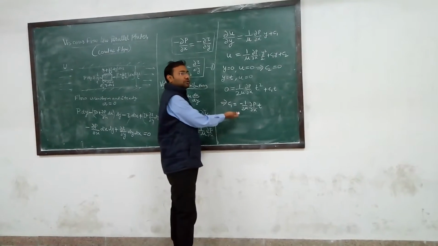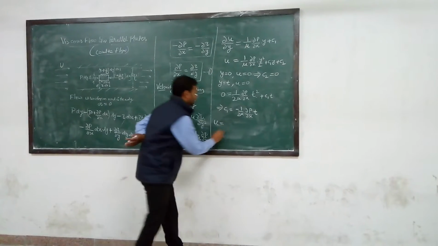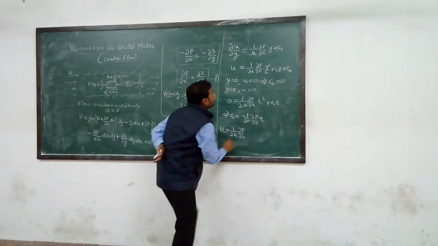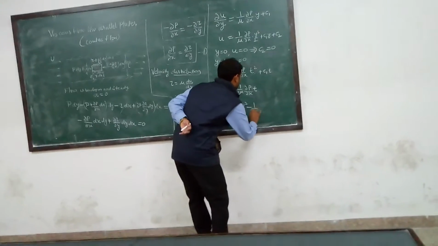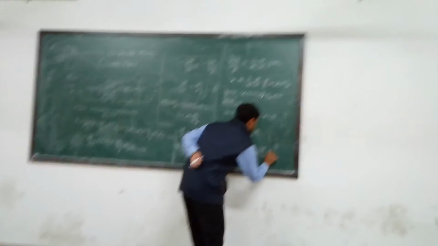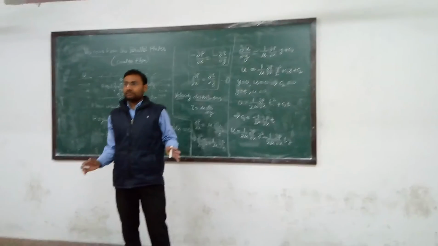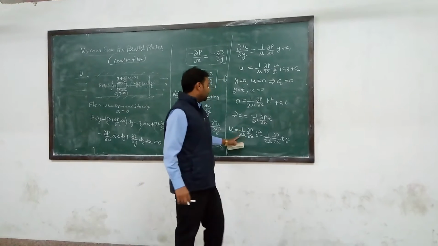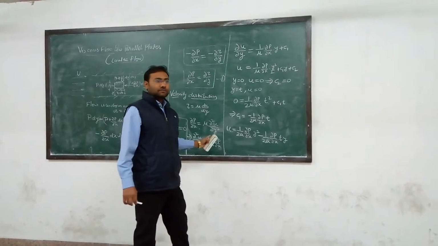Just substitute the values of C1 and C2 in this main equation. So we get velocity is equal to 1 by 2 mu del P by del X y square minus 1 by 2 mu del P by del X into t into y. Clear? Yes, sir. Now I am taking this term, 1 by 2 mu del P by del X, as common. Okay?